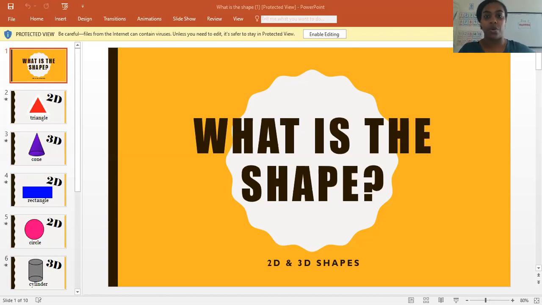Ooh, I see a shape with 1, 2, 3, 4, 5, 6 straight sides and 1, 2, 3, 4, 5, 6 corners. What shape could this be? Hexagon. Don't let me trick you. Is it 2D or 3D? 2D. If I had it in my hand, I could squish it. It's flat.